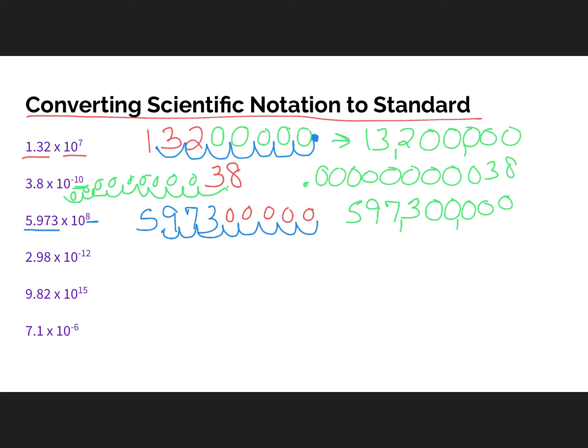As you can see, you just keep moving your decimal. When it's a negative, we are making a small number. We're moving our decimal to the left. When it is a positive, we're moving our decimal to the right. So pause the video right now and try and do these last 3 on your own.